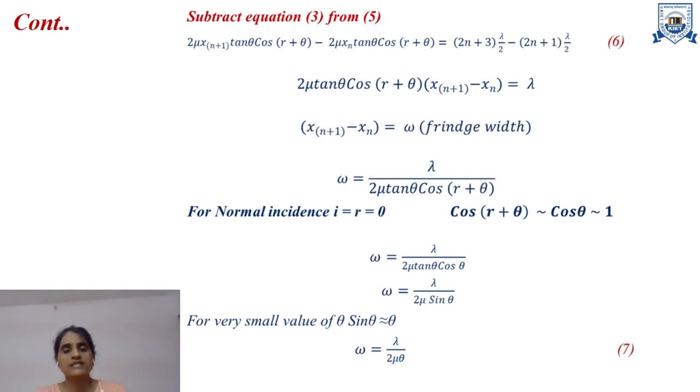If we have normal incidence, say angle i equal to r equal to 0, my cos(r plus theta) will reduce to cos theta. So omega is lambda upon 2 mu tan theta into cos theta. And tan theta can be written as sin theta upon cos theta, so cos theta and cos theta get cancelled out. So omega is lambda upon 2 mu sin theta, and for very small value of theta we can write sin theta as theta. So omega is equal to lambda upon 2 mu theta. That is my equation 7, and this is known as fringe width, and it depends upon the wavelength lambda, the refractive index of the film and the angle between the two plane surfaces. Thank you.